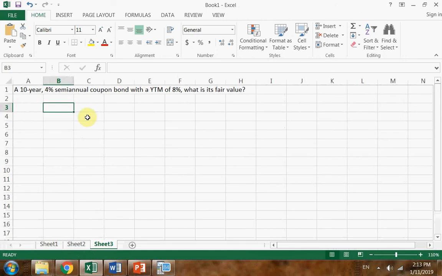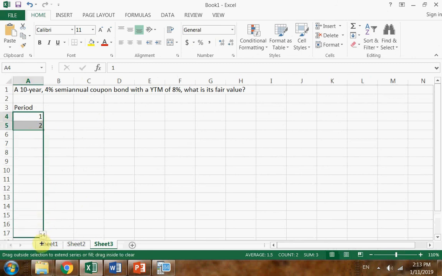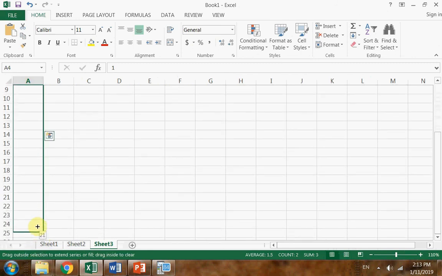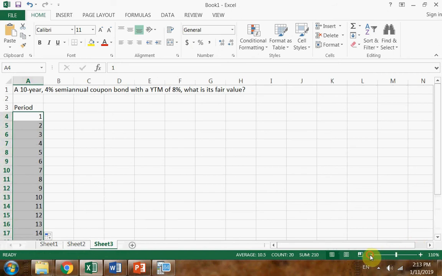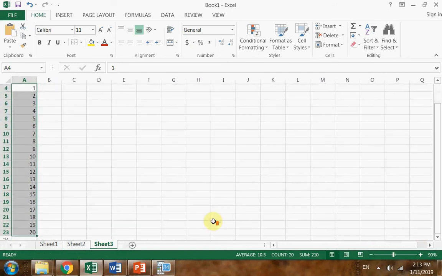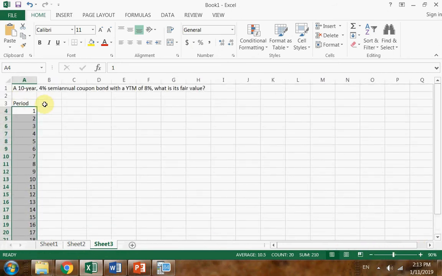So what I'm going to do here is, instead of recording the year, I just record the period. Each period is 6 months. And how many periods do I have? I have period 1, period 2, and then I drag all the way down until I have period 20. So I have 20 periods because I have 10 years, and each year has 2 semi-annual periods. And then I want to know my cash flow.